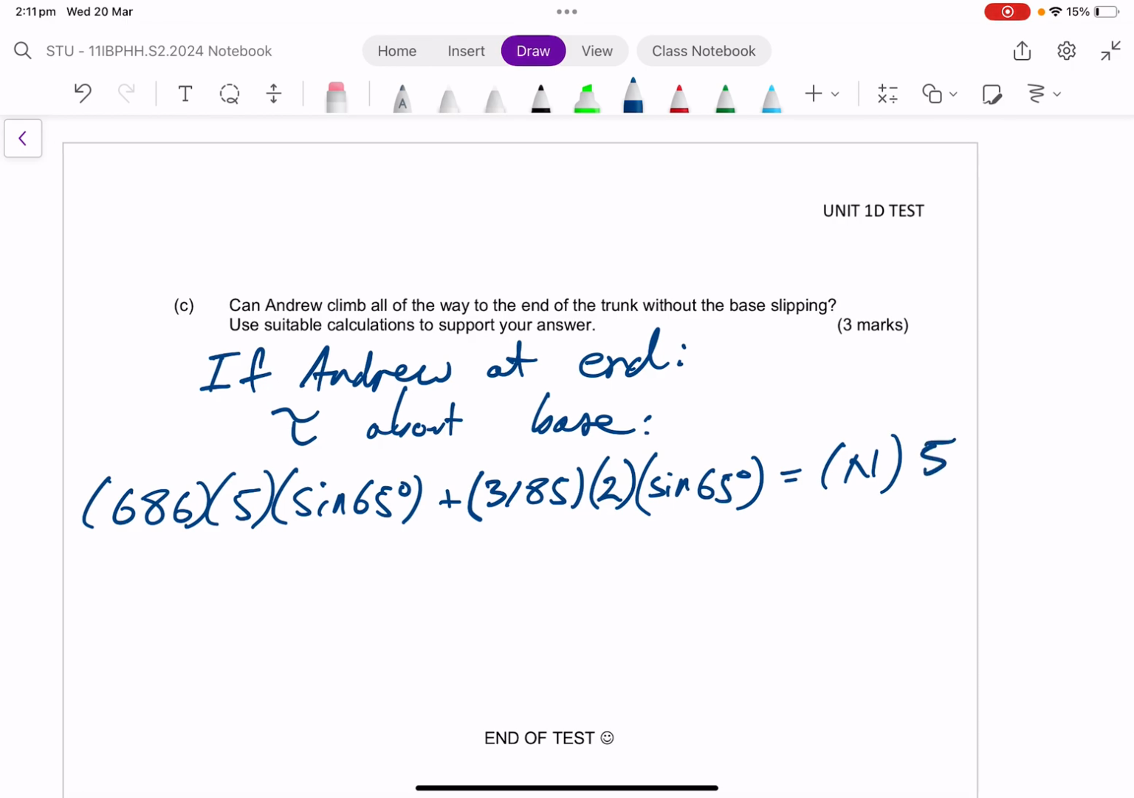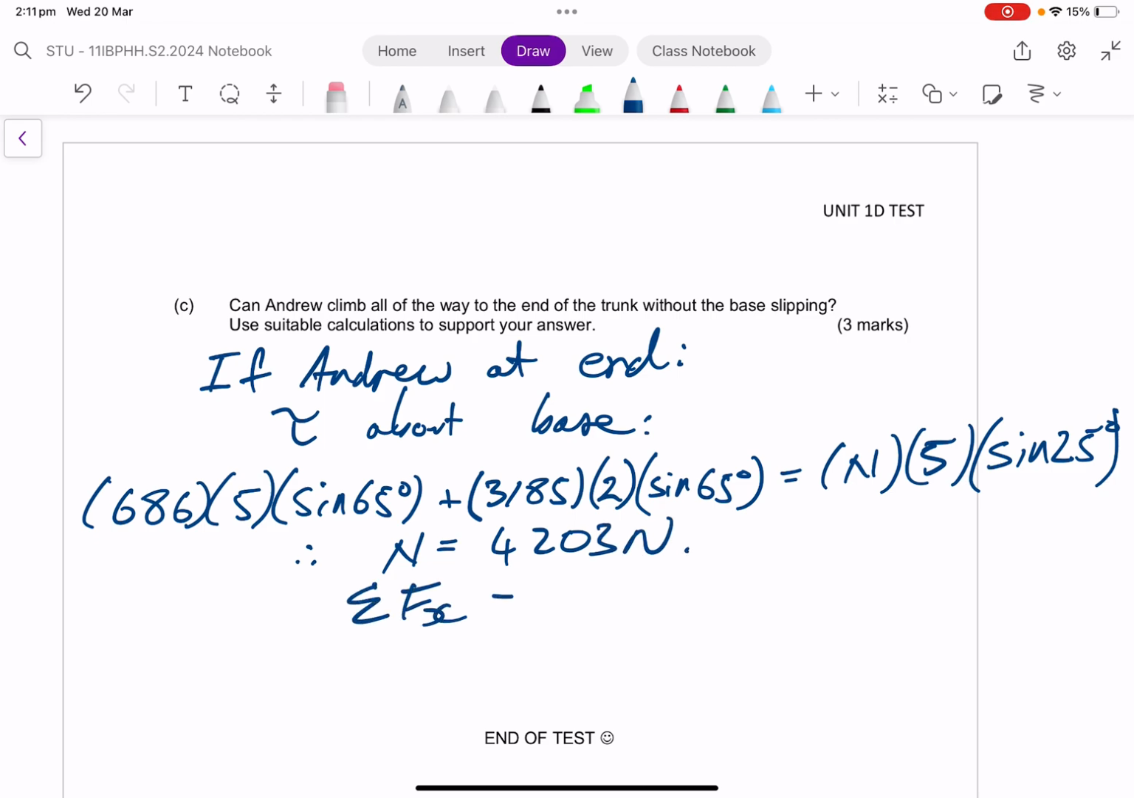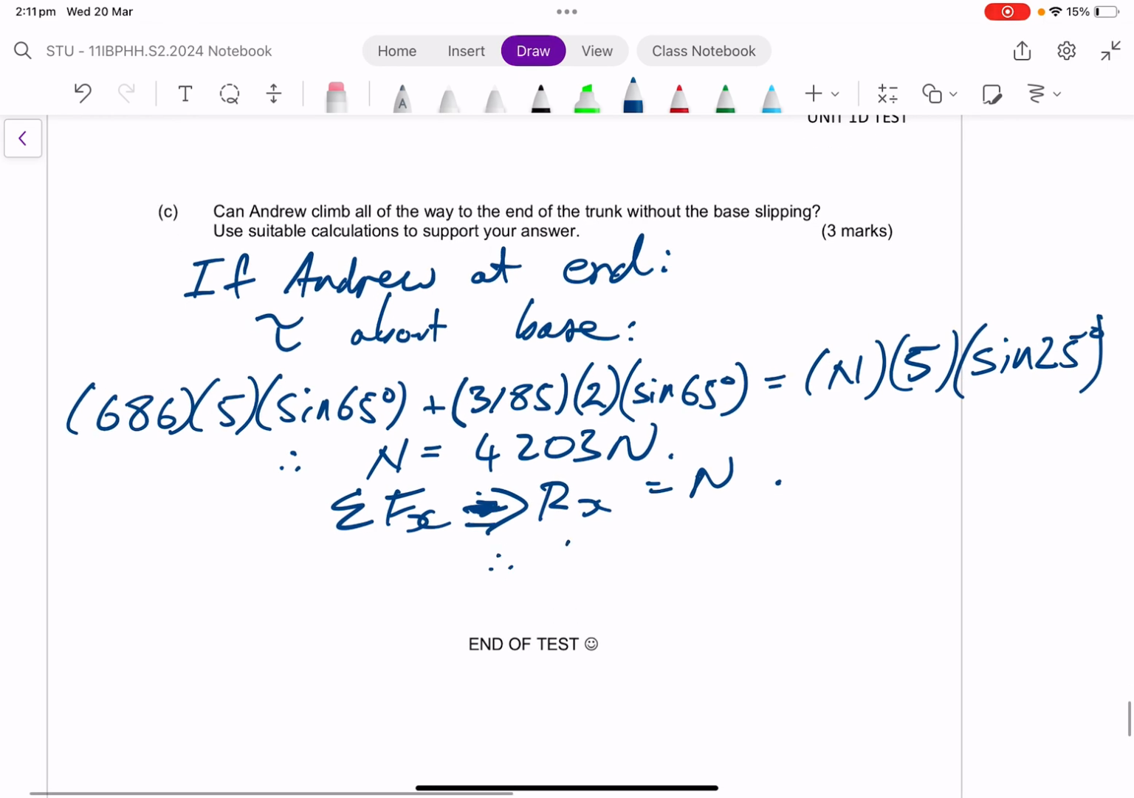The radius arm is 5 metres long, and the angle between the radius arm and the normal reaction force is 25. That was given in the question. From that, the normal reaction force comes out to be 4,203 newtons. Now, as I said before, for horizontal equilibrium, Rx must equal N, right? If the sum of the forces is equal to 0, so therefore N would have to be 4,203 newtons for this to work.